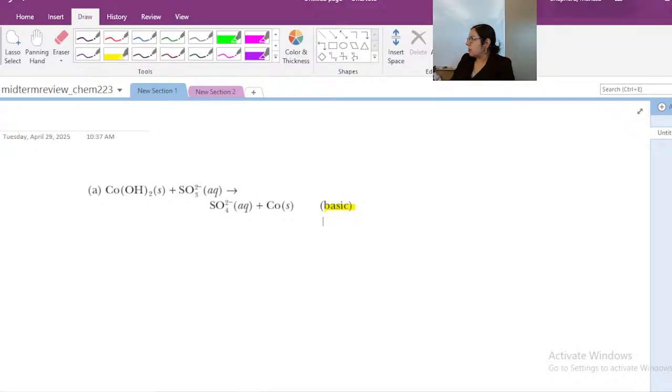How are we doing on this one? Do we need more time or? So kind of walk me through, so what are our two half reactions? Who's getting oxidized, who's getting reduced here?